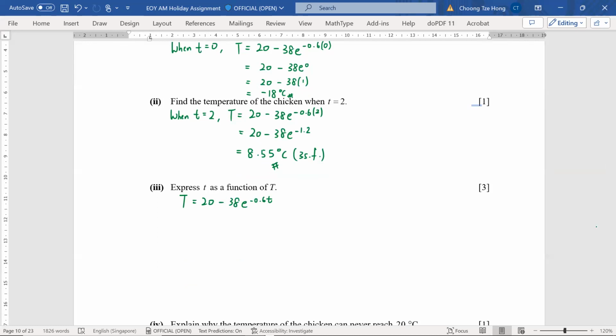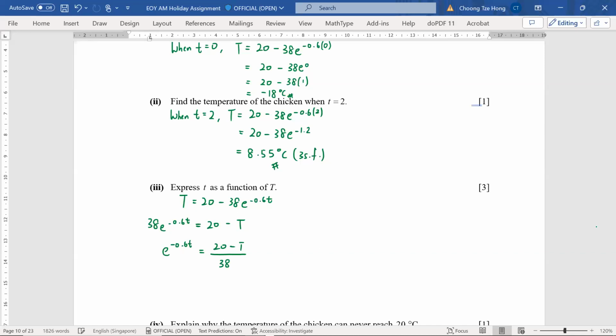For the first step, I'm going to bring the negative 38 e to the power of negative 0.6t to the left side, and the big T will go to the other side, so it will look something like this. From here, some of you may be tempted to ln both sides, but it will be good if you first divide by 38 on both sides. If I divide by 38 on both sides, you end up with this equation.